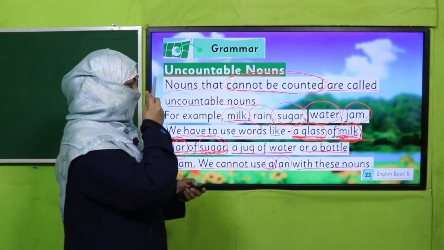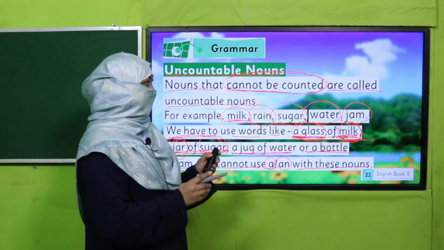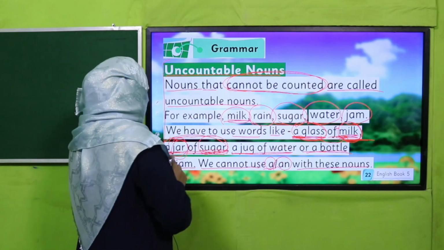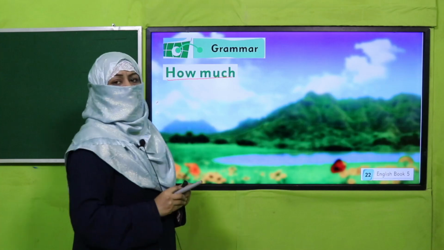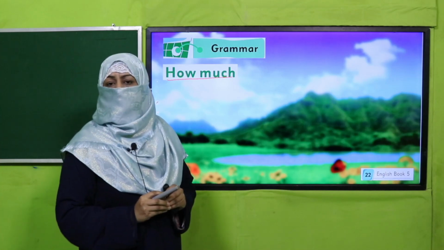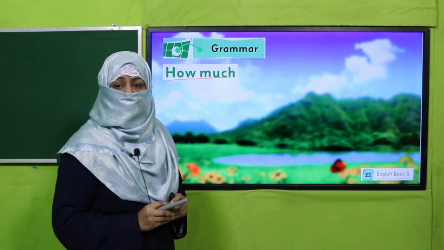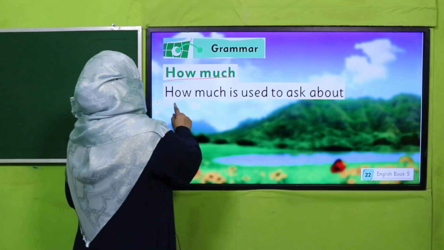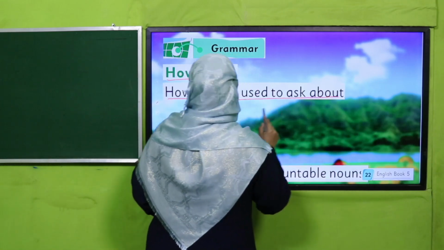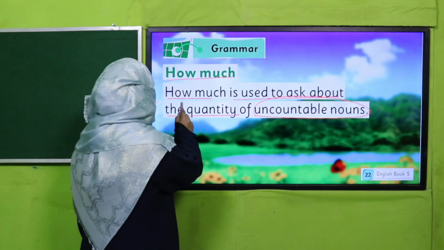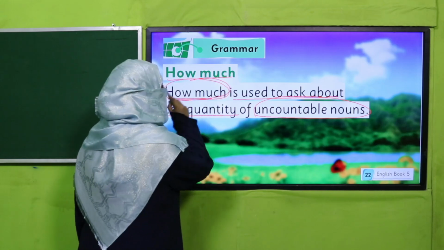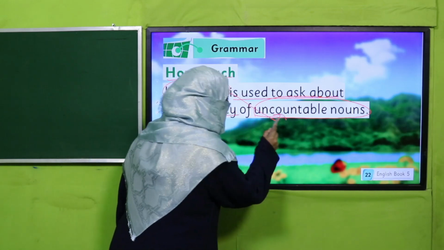Now, the next thing is, if we want to talk about uncountable nouns, how will we refer to their quantity? If I want to inquire about their quantity, I will ask how much. How much is used to ask about the quantity of uncountable nouns. If I want to ask how much water is there in a jug, it means how much is referring to a noun which is uncountable.